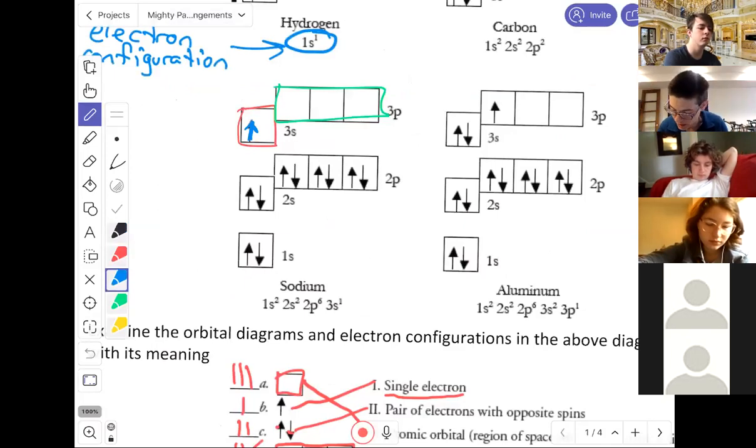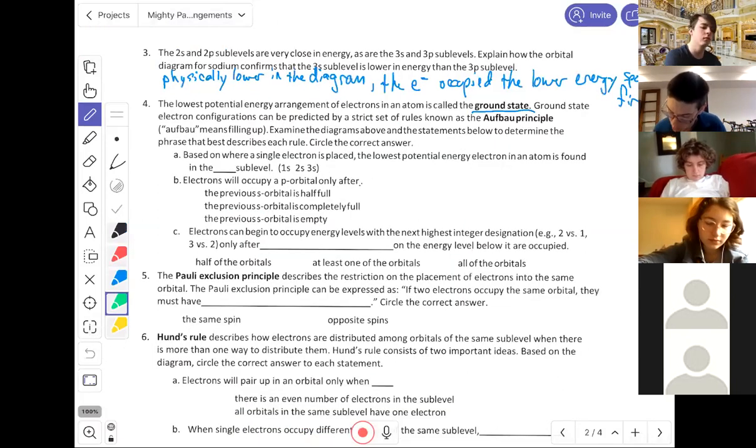You dump electrons up here at the top and they're going to fall down until they get a little spot for themselves. And they will keep falling. You can't have something that hangs out up here if there's a space down here. They have to keep falling down until there are 2 electrons in a box. So based on where a single electron is placed, the lowest potential energy electron in an atom is found in which of these energy level sublevel combos? 1s, 2s, or 3s? 1s, always.